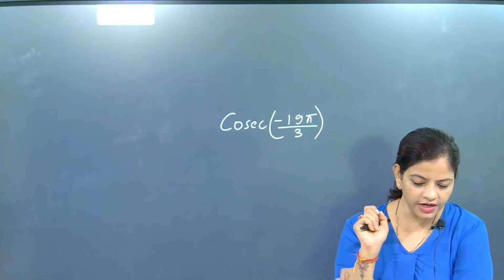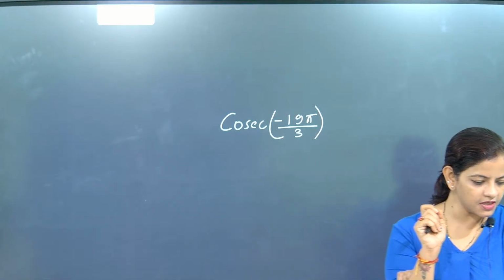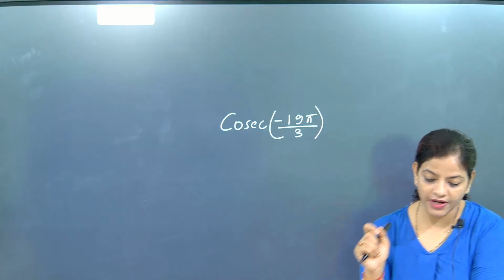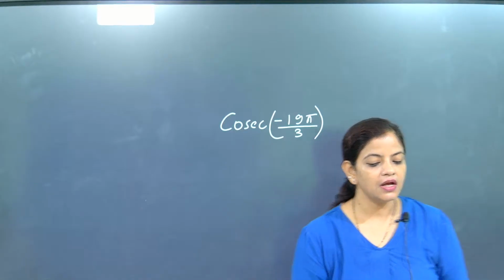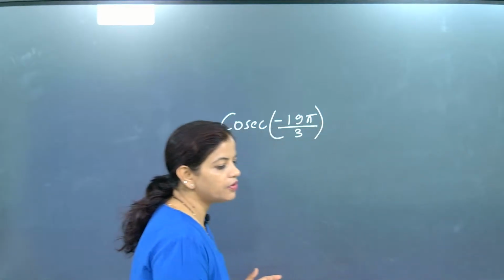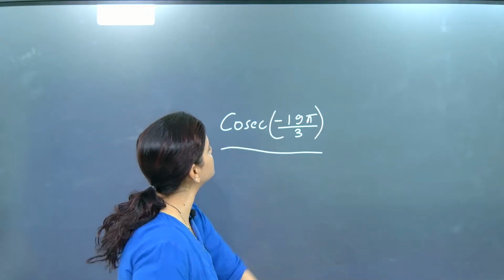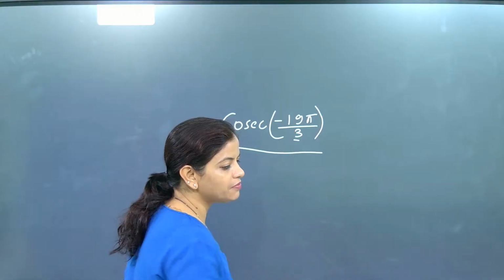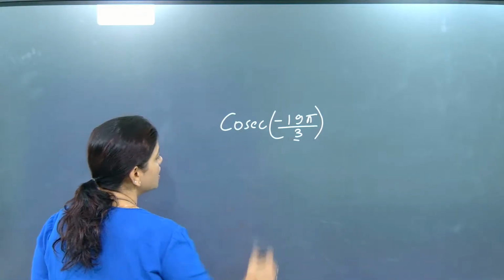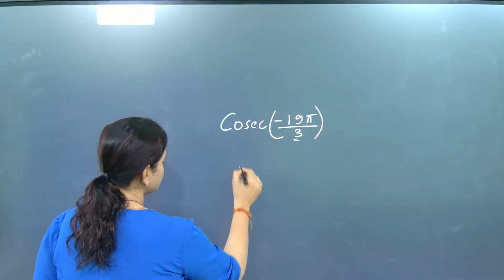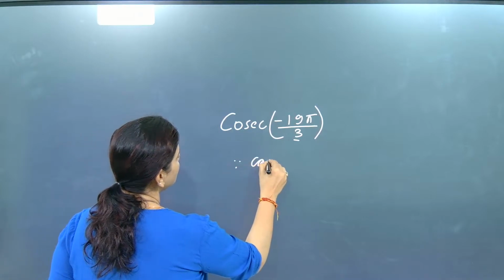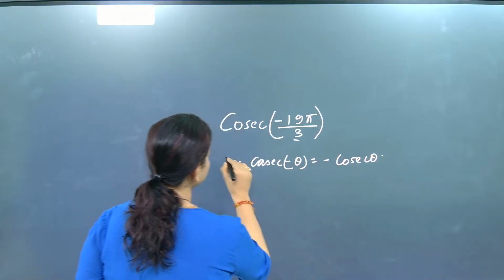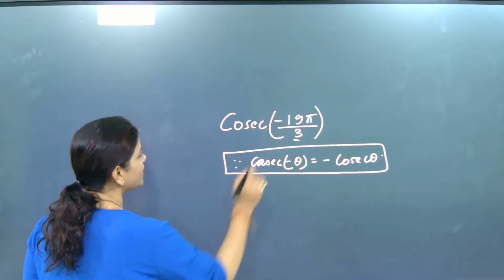Cosecant minus 19 pi by 3. How to solve this question? I have already explained how to go with this pattern of questions, how to start. Use the table for 13. Basic things first: we start with cosecant minus theta. We know that cosecant of minus theta is equal to minus cosecant theta.